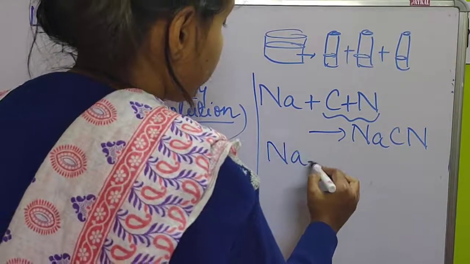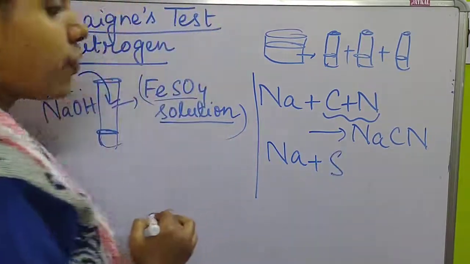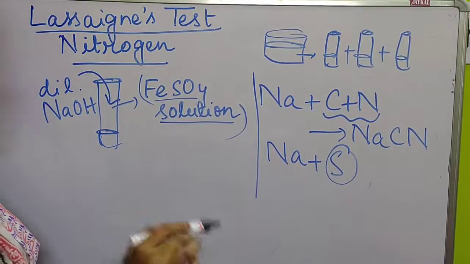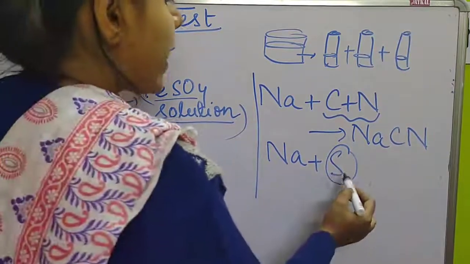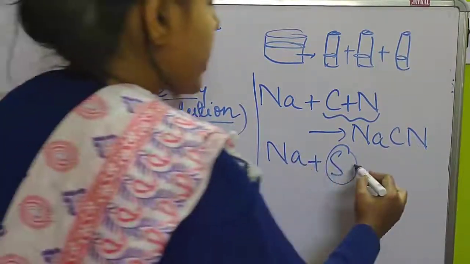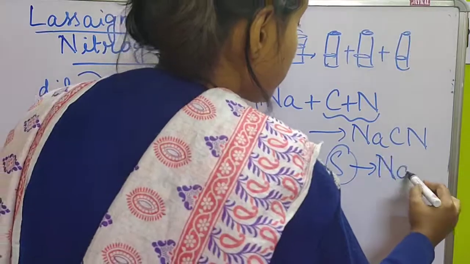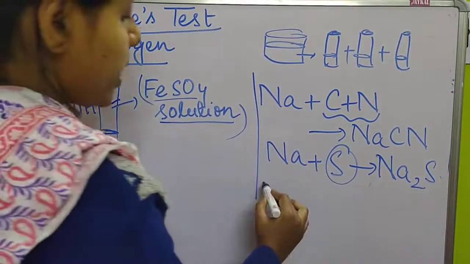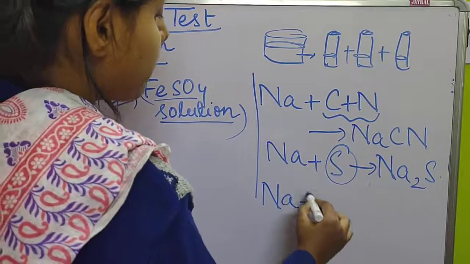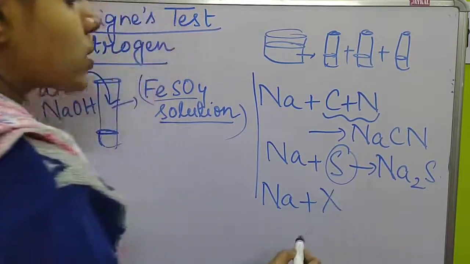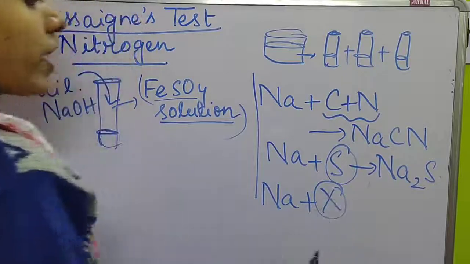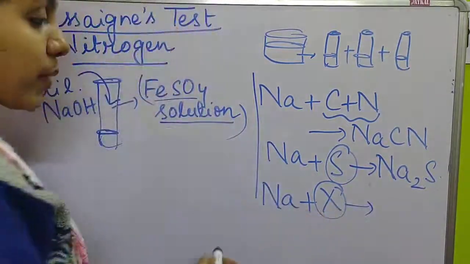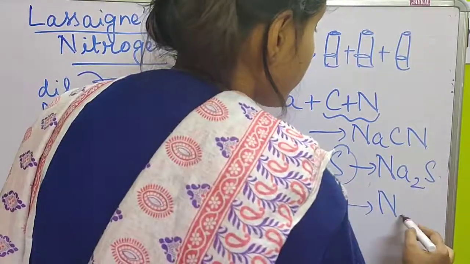If the organic compound contains only sulfur, then that sulfur will combine with sodium forming sodium sulfide, Na2S. It will make Na2S. And if the organic sample contains one halogen, halogen means chlorine, bromine or iodine, whenever it reacts with sodium, it will form sodium halide.